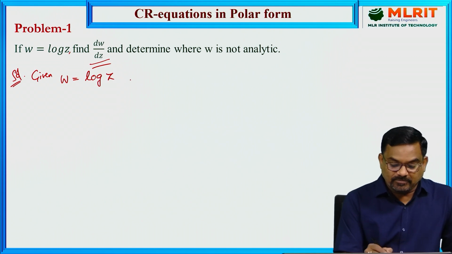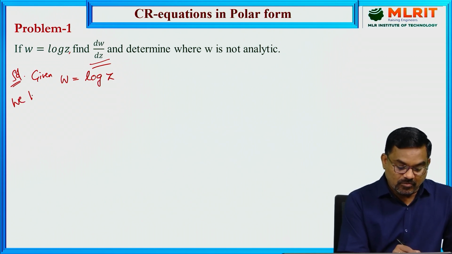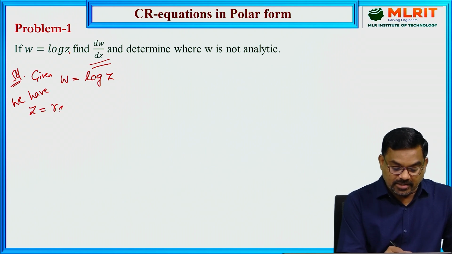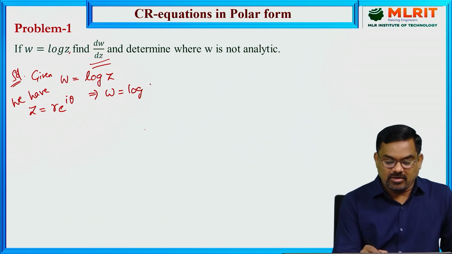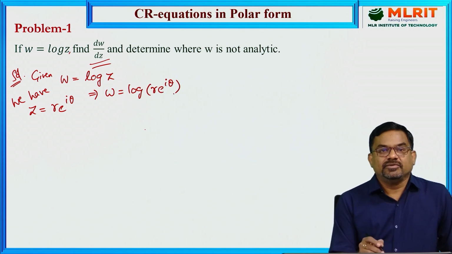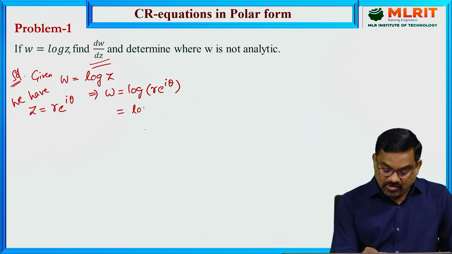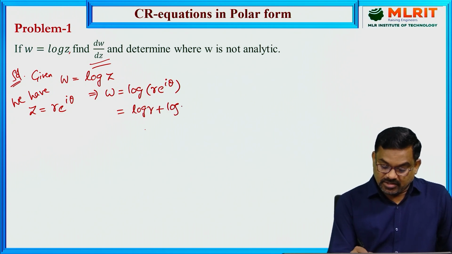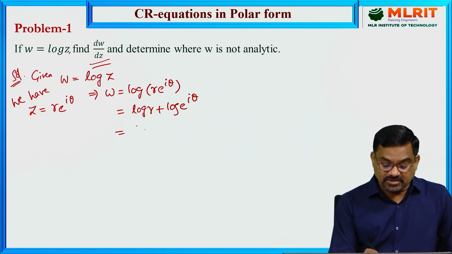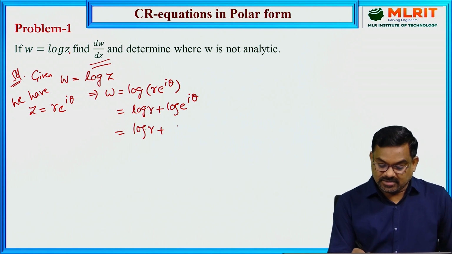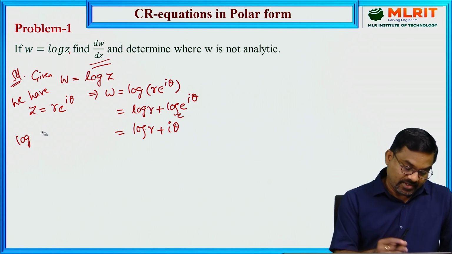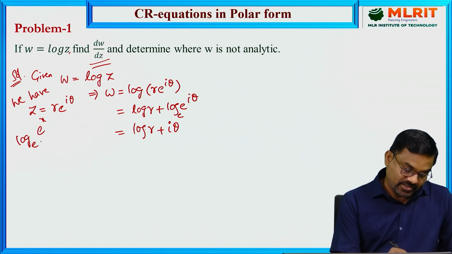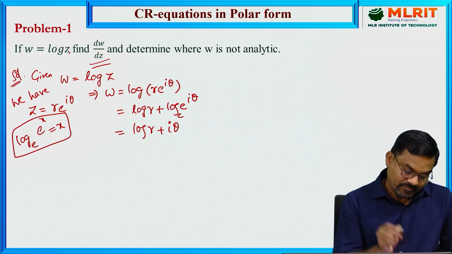Now, in polar form, what is z? We have z equals r e^(iθ). That implies w becomes log of r e^(iθ), which is in the form log ab. So, log r plus log e^(iθ). Log of e^(iθ) to the base e, the result is iθ itself.